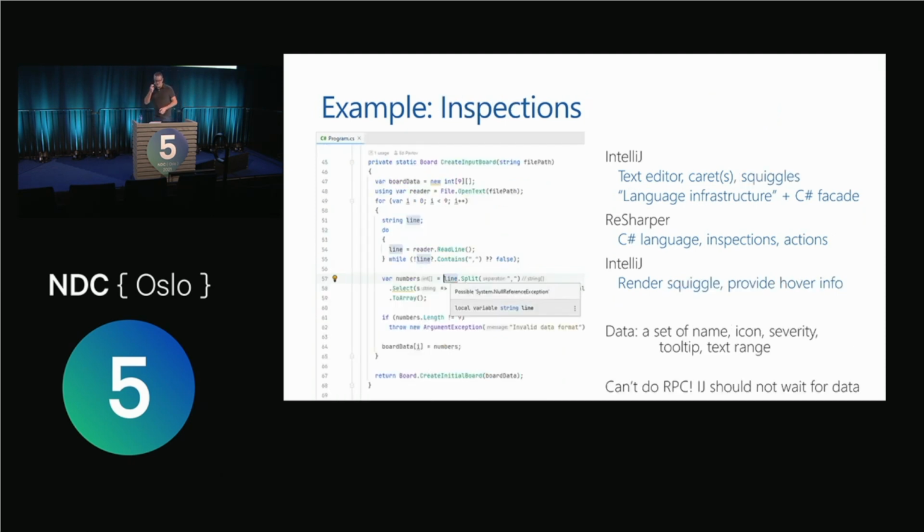Same thing with inspections. If you look at the codes, a lot of stuff is handled by IntelliJ, a lot of stuff is handled by ReSharper, and the two talk together. And there's a lot of things happening on both sides of the process. But if you look at the data, it is really, again, just a set of names of the inspection, what is going on there, what are suggested actions that you can take, maybe with an ID and an icon and a name, and the text range to which this specific suggestion applies, right?